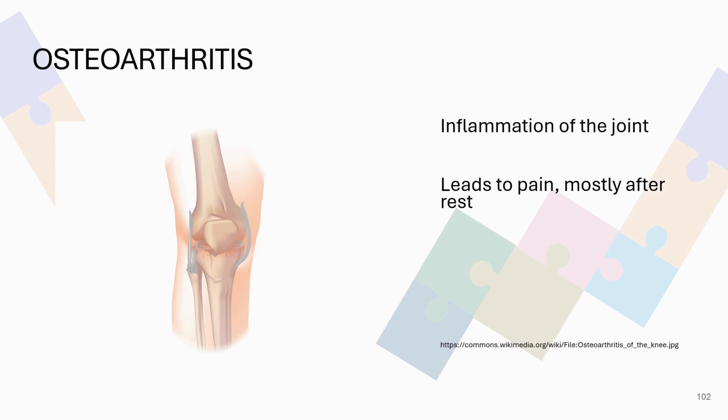Next up, we have a pretty common one. This one is osteoarthritis. Okay, remember arthritis was inflammation of a joint, and that root term osteo just refers to a bone.